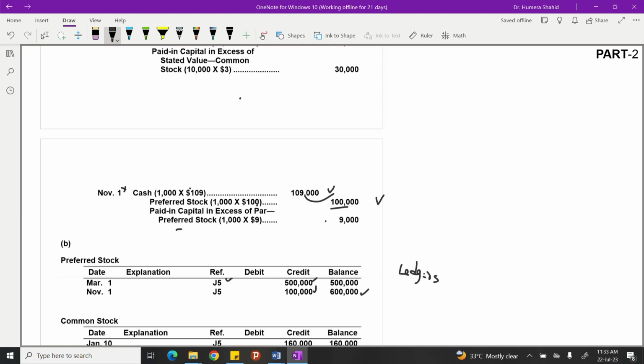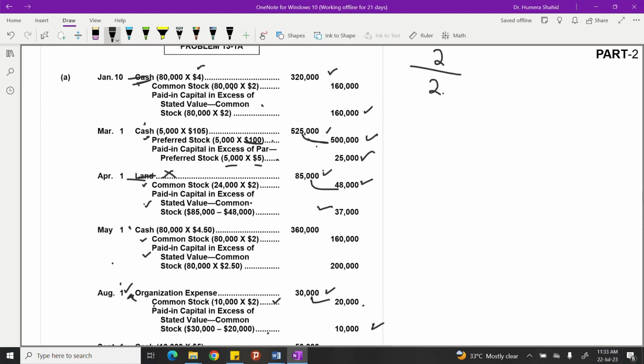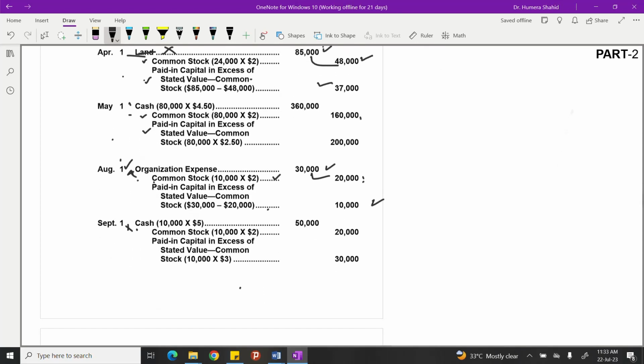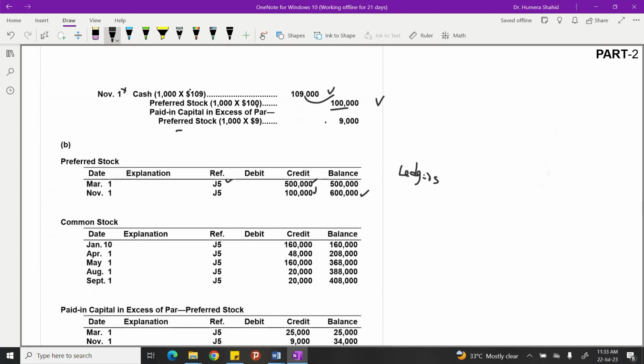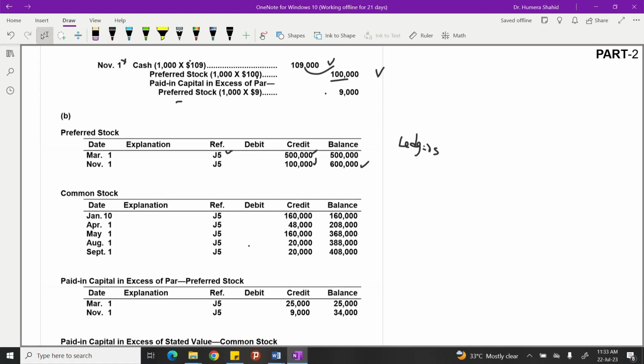Then common stock. So January common stock is in many transactions if you see. January transaction has common stock. April transaction has common stock 48,000. May transaction has common stock 160,000. August transaction has common stock with 20,000, and then September transaction also has common stock with 20,000. So if you see here, all these credits, I put them, and the balance was increasing with every credit. So on September 1st, last time the balance was updated with 408,000.